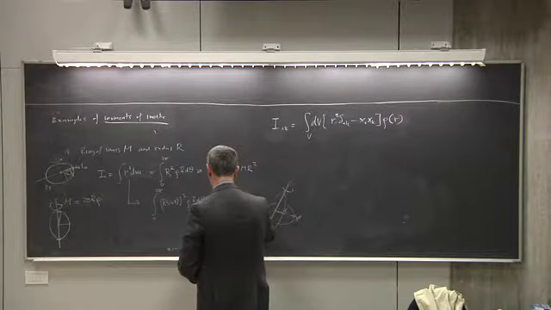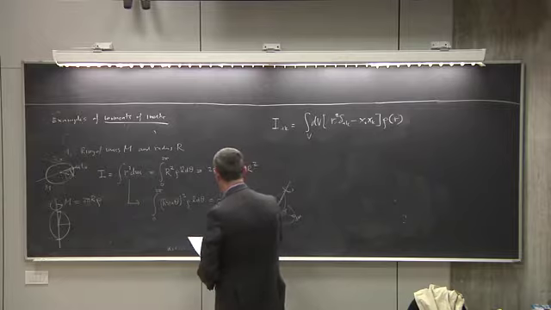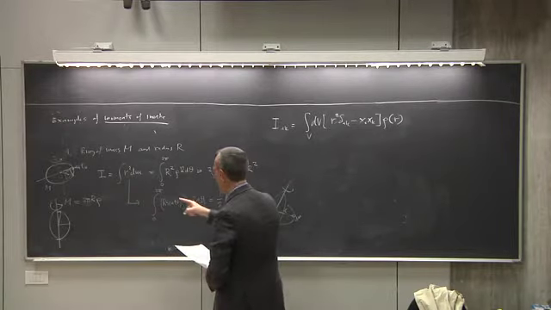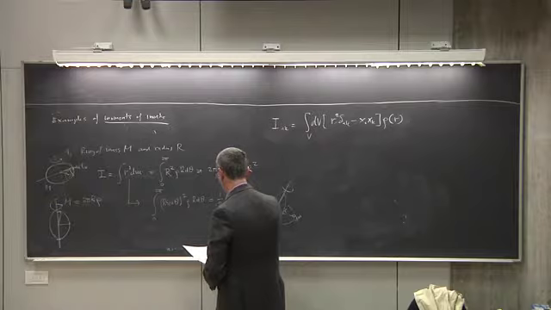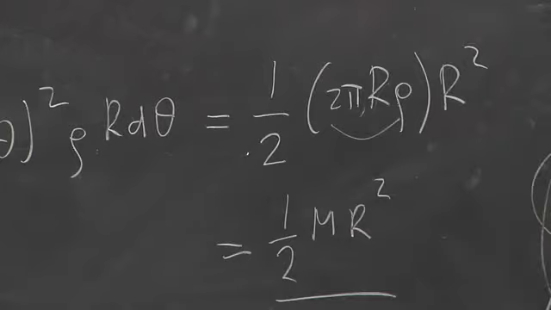Then you have the same 2 pi r rho, that's r square. So in other words, again, big M is still 2 pi r rho, so this is 1/2 m r square. So now the coefficient of inertia is half of what it was in the original case because of this extra sine square theta that gives you 1/2 of what you had before when you did the integral.